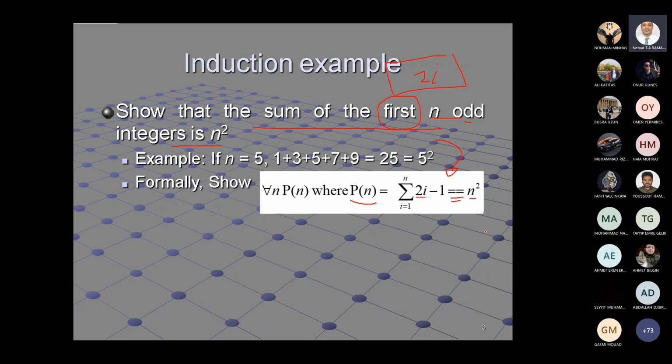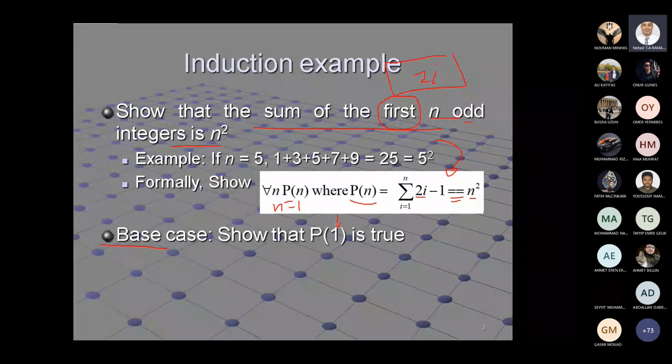To prove this using mathematical induction, first of all, we will take the base case. What's the base case? When we have n equal 1. So we take first the base case. We will show that P(1), when we have n equal 1, is true. How to show it's true? We take n as 1.